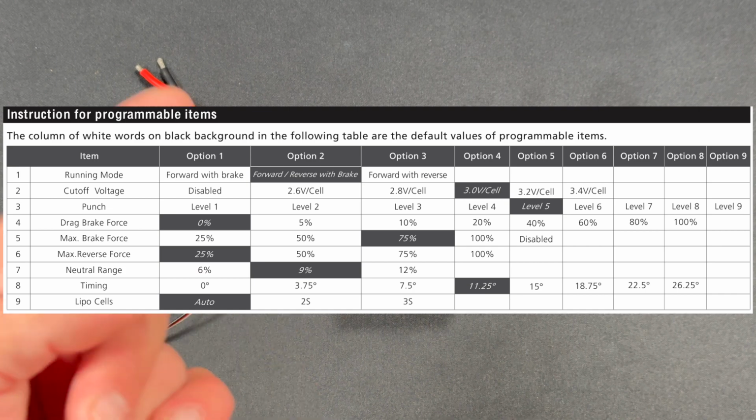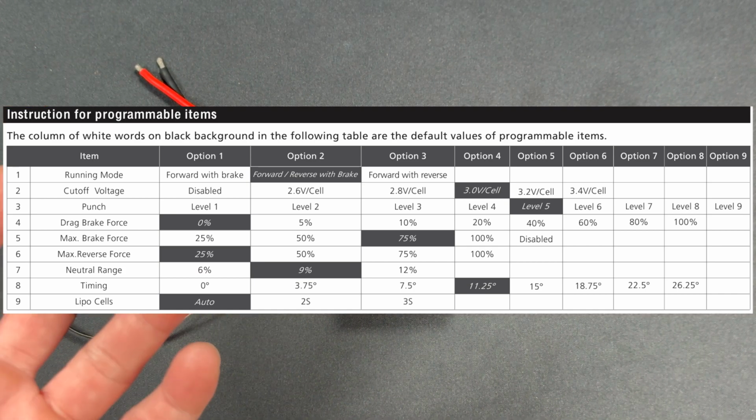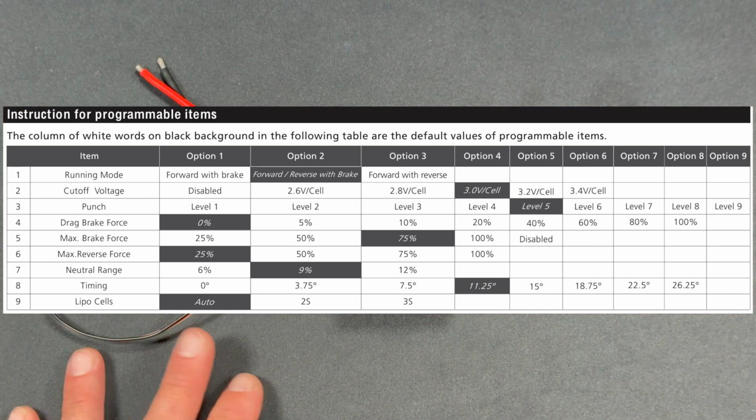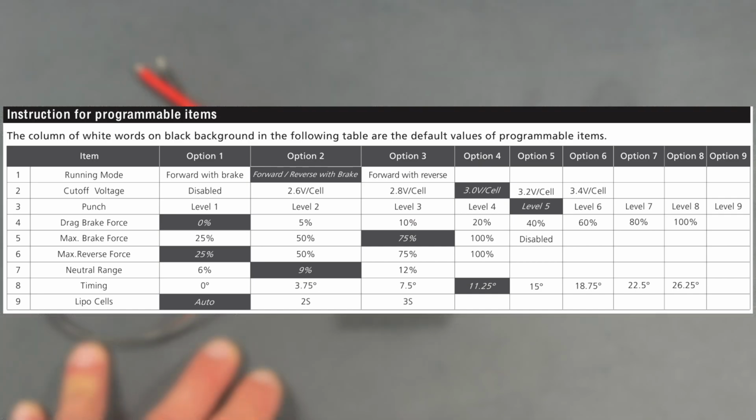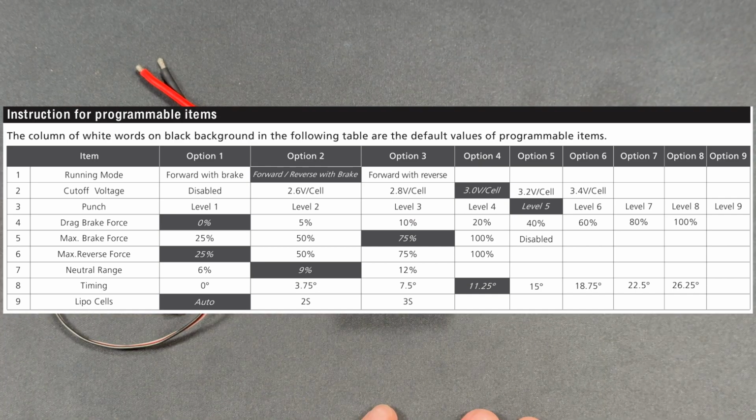From value number 1, you can have forward and brake for like racing applications where reverse isn't allowed. The normal driving mode, which is option number 2, forward with brake before reverse, and then rock crawl, which is just forward and reverse. Setting number 2 is the cutoff voltage of the LiPo mode.